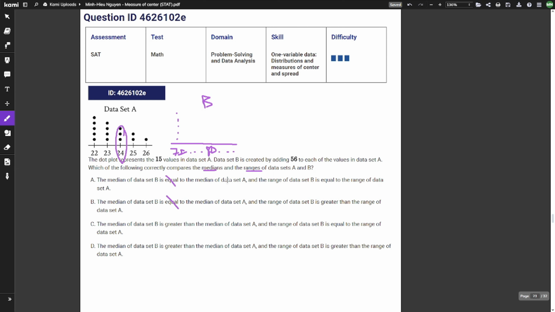And then as for the range, it is equal to the maximum minus the minimum. So here, this would be 26 minus 22, which is 4. Whereas here, it would be whatever 26 plus 56 is. So 26 plus 56 is 82, and 22 plus 56 is of course 78. So our range actually still stays the exact same at 4. So that means that our range is equal to, and our answer will be C.